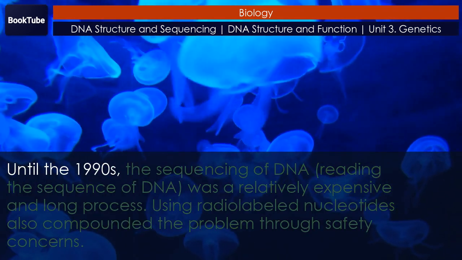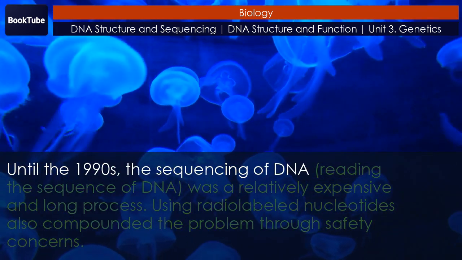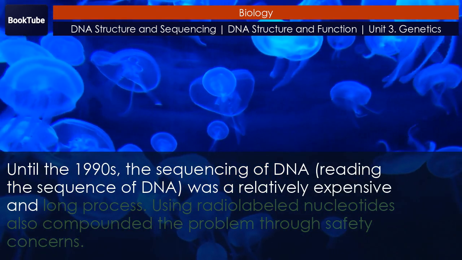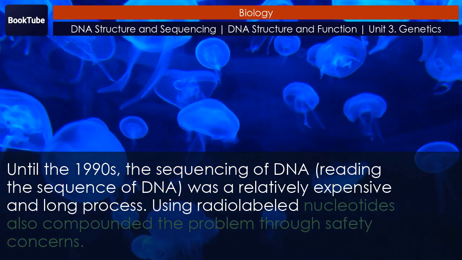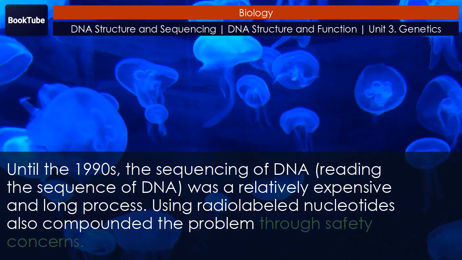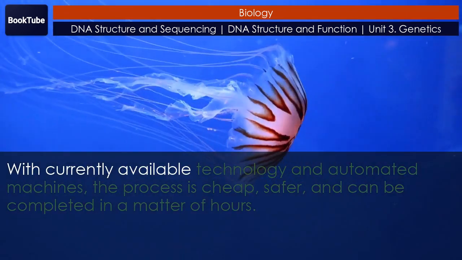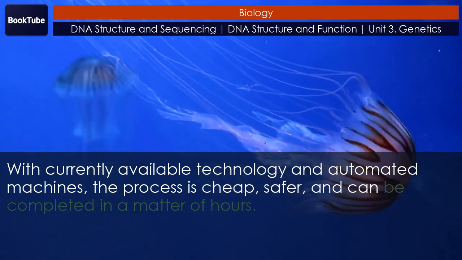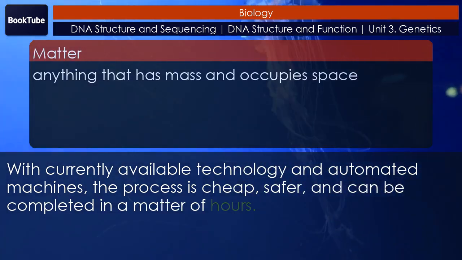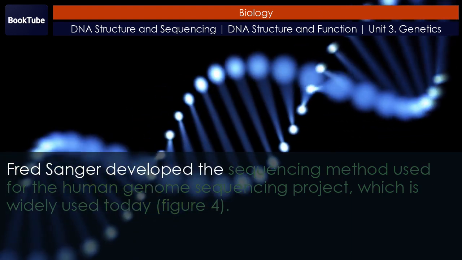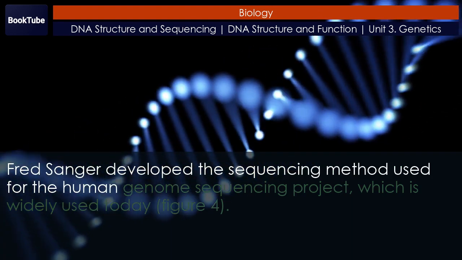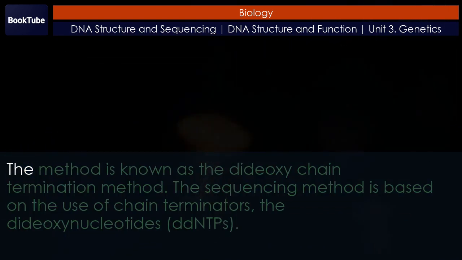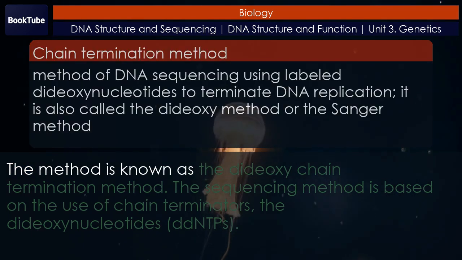Until the 1990s, the sequencing of DNA, reading the sequence of DNA, was a relatively expensive and long process. Using radiolabeled nucleotides also compounded the problem through safety concerns. With currently available technology and automated machines, the process is cheap, safer, and can be completed in a matter of hours. Fred Sanger developed the sequencing method used for the Human Genome Sequencing Project, which is widely used today. Figure 4. The method is known as the dideoxy chain termination method.